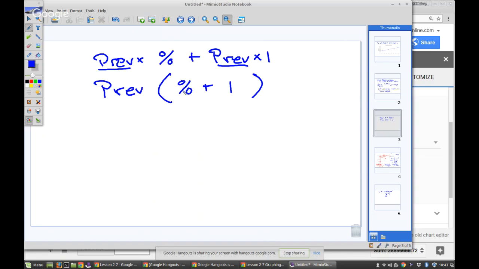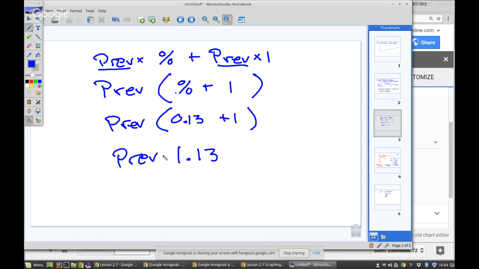Now, what was my percent change? It was about 13%, right? So I'm just going to call that 0.13. Now, 0.13 plus 1, I can just call that 1.13, right? I can add that together, times the previous. So this is another way to calculate the new population.